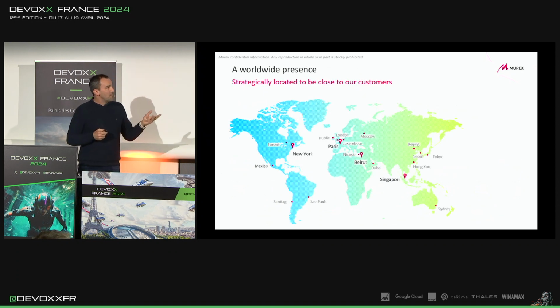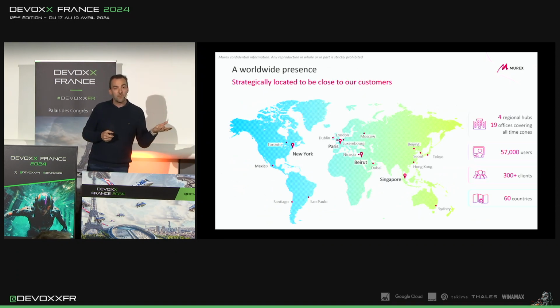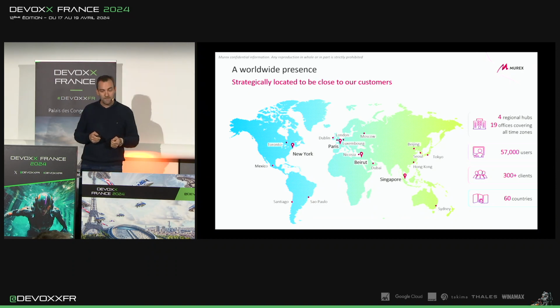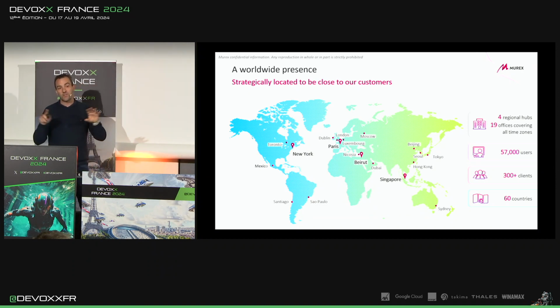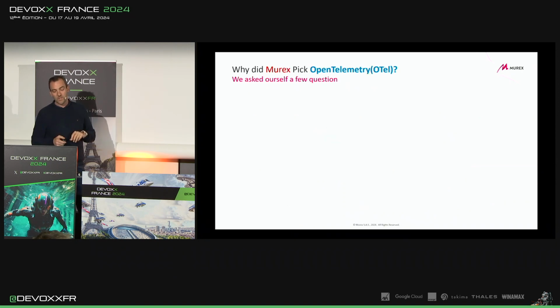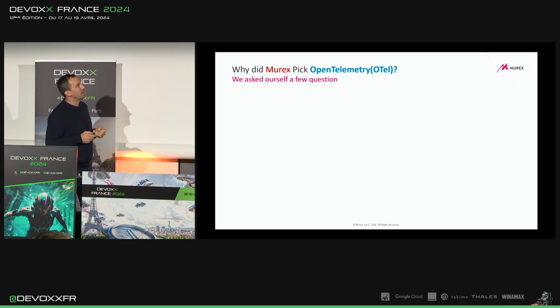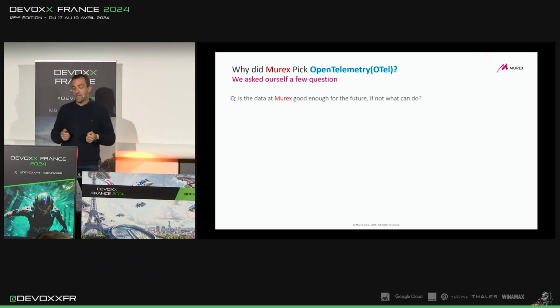We have offices globally. I myself am from the Dublin office. I travel to Paris a lot. I travel to Beirut a lot as well, okay? That's a very quick introduction of financial software, and that's the company I work for. But we're here to talk about other technologies, OpenTelemetry. We had to ask ourselves a few questions.